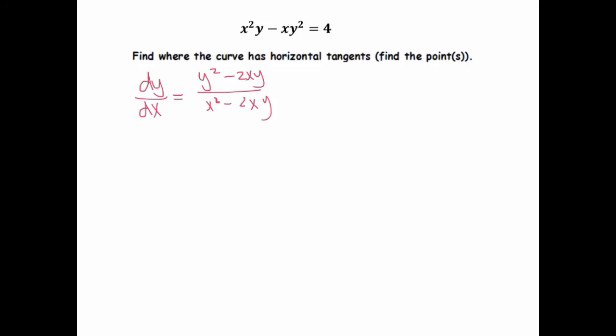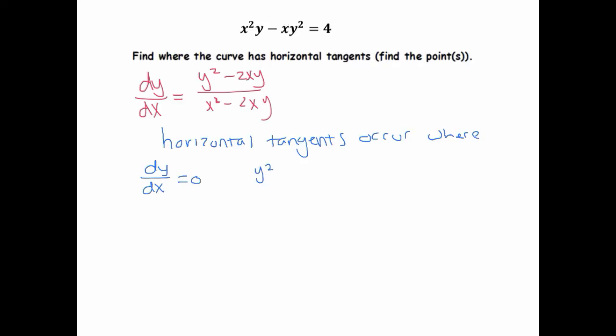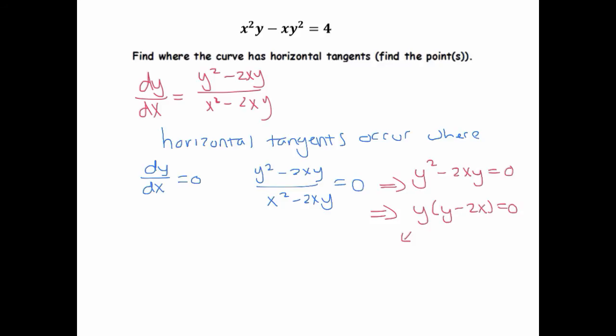A horizontal tangent is going to occur when the derivative is equal to 0. So horizontal tangents occur where dy/dx is equal to 0. So if we take y squared minus 2xy divided by x squared minus 2xy and set that equal to 0, we could multiply both sides by x squared minus 2xy, and what we would get is that y squared minus 2xy equals 0. In other words, the only way that can be 0 is if the numerator is 0. Now, first let's factor. That means y times (y minus 2x) is equal to 0, which means that y equals 0 or y minus 2x equals 0.